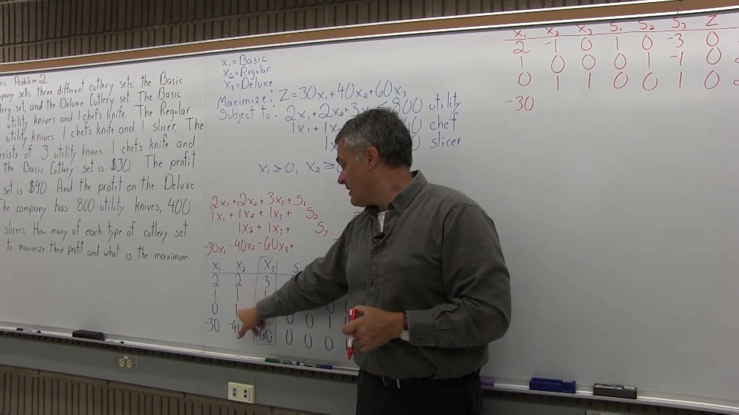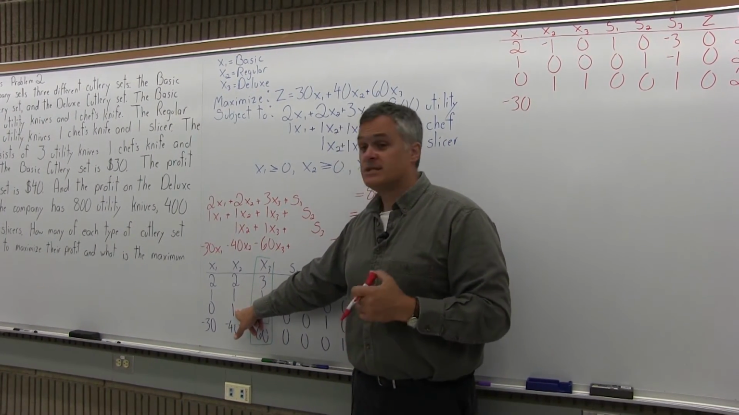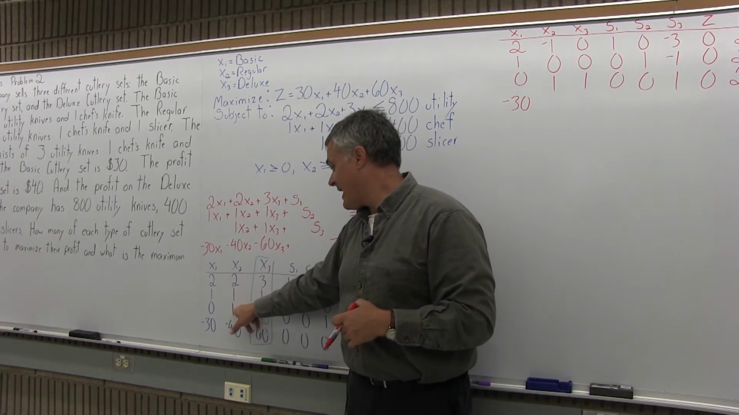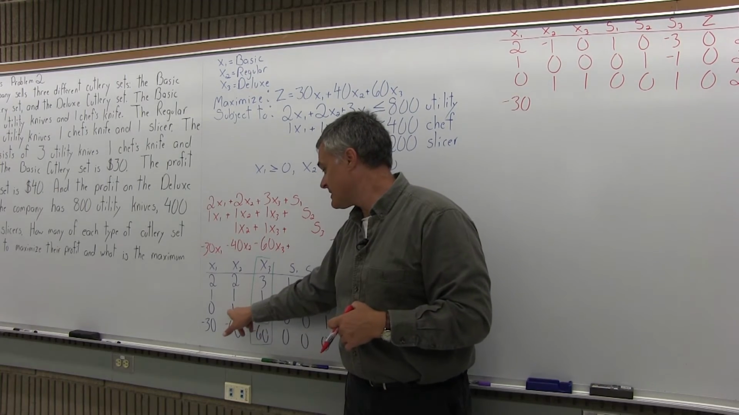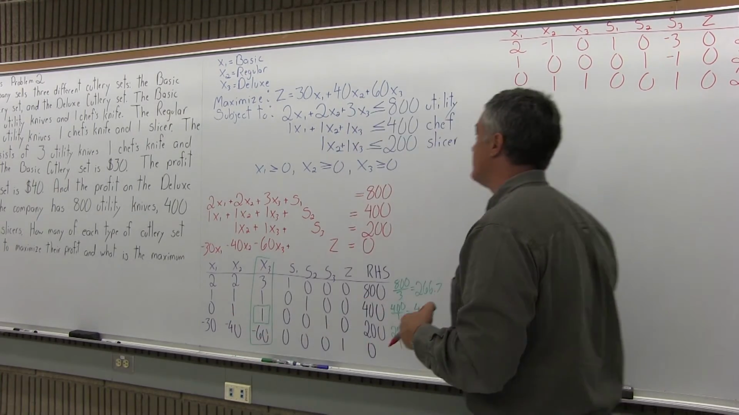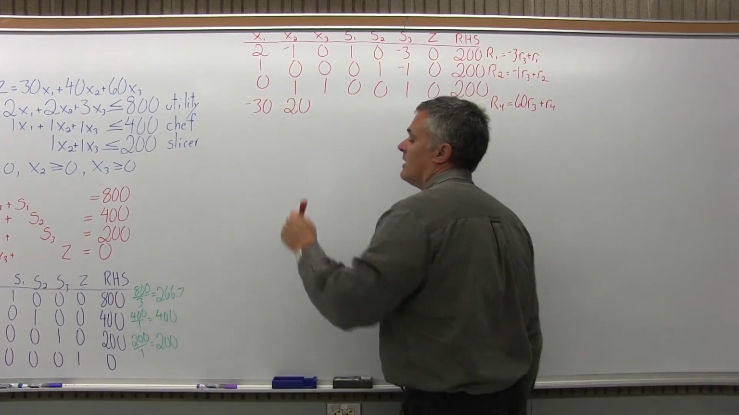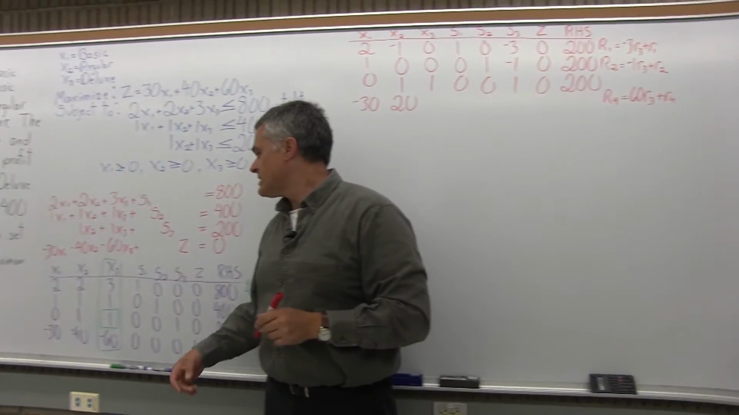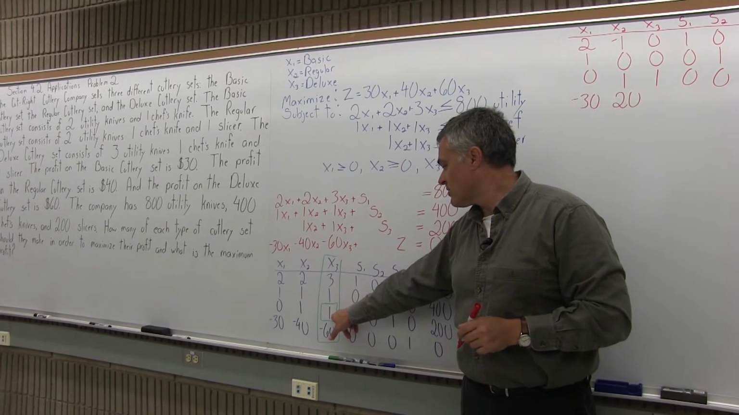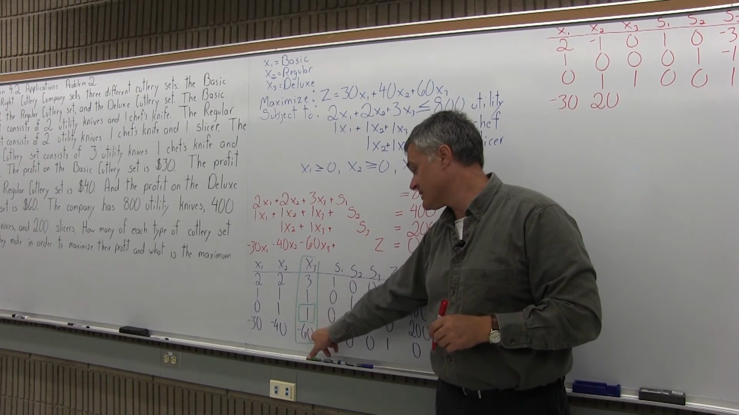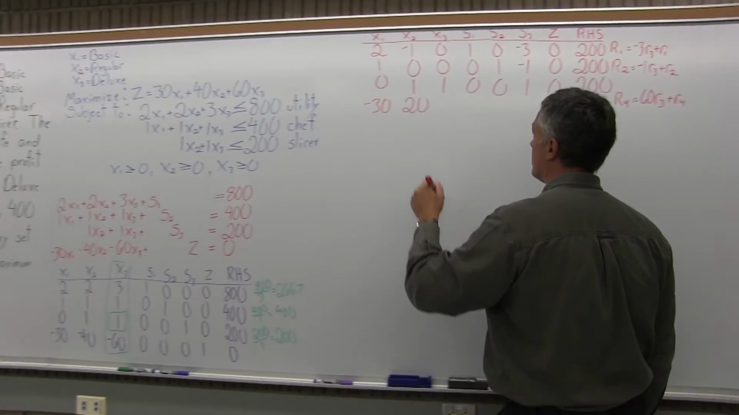So the next column is the X2 column. 60 times row 2 is 60 times 1, which is 60. You're going to add that to what's in row 4. So you're going to add 60 plus negative 40. 60 plus negative 40 is positive 20. And the next column over is the X3 column. 60 times row 3 is 60 times 1, which is 60. You're going to add that to row 4, so you're going to add 60 and negative 60, which is 0.